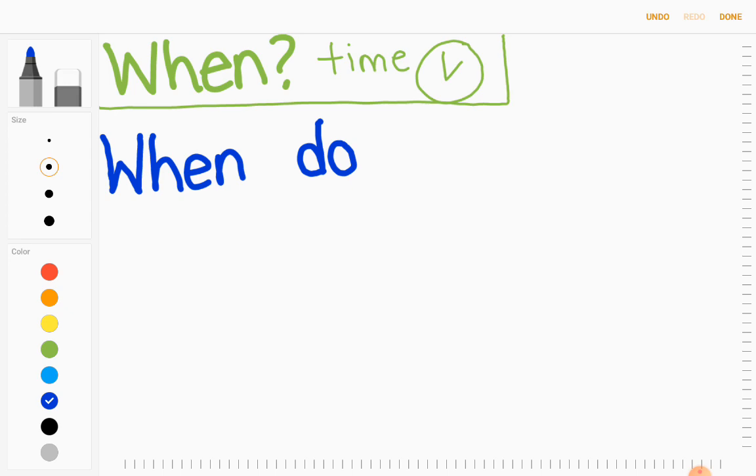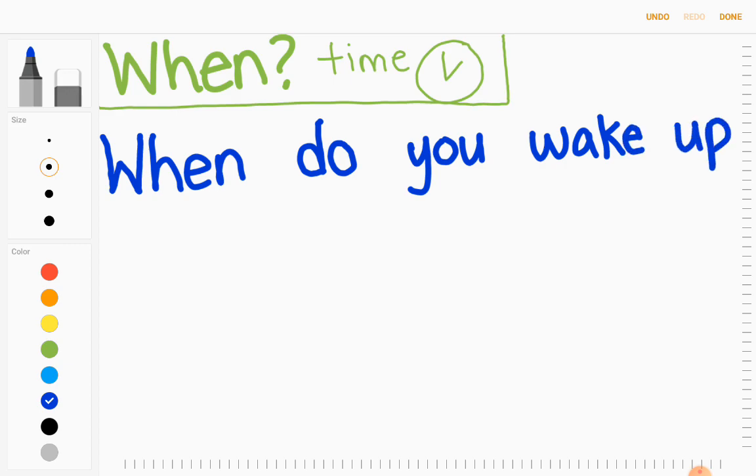Now, how do you spell the sight word you? Y-O-U, you. When do you wake? W-A-K. Silent E at the end. Wake up. What do we end our question with? A question mark. When do you wake up?